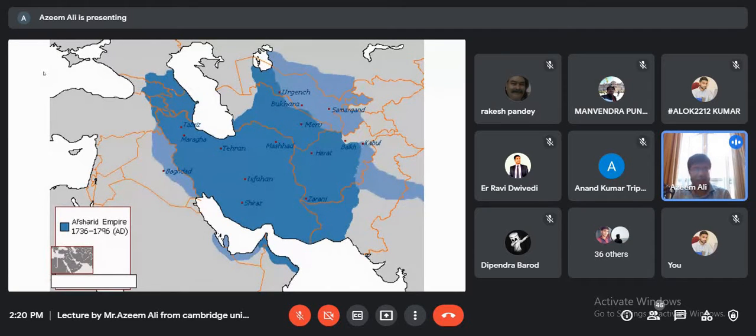And this is the Afsharid Empire at its peak, so you can see it stretched from the Caucasus region, so Dagestan and Russia, briefly down into Iraq, and then even parts of what is now UAE and Qatar and Oman, and east right into India, and then north into Central Asia. Quite a vast empire.